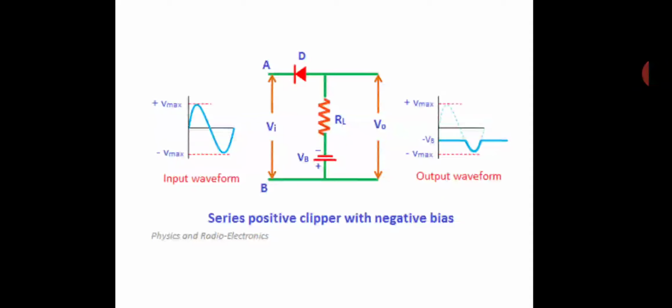No output appears during positive input. So the output waveform in the positive cycle is 0. But the DC battery is connected to the load, so it gives the Vb supply at the output in negative. Vb is connected at the load, so it gives output at the load of minus Vb. But the positive waveform is eliminated due to reverse bias of the diode.